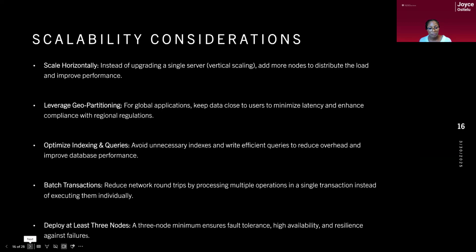Next slide, please. To scale efficiently using CockroachDB, there are multiple ways to do that. You can add more nodes to distribute the load efficiently instead of upgrading a single server. We also have leveraging geo-partitioning, optimizing indexing, batch transactions, and deploying at least three nodes to minimize crashes. This ensures high availability, low latency, and resilience against failures. I'm going to pass it on to Senad.